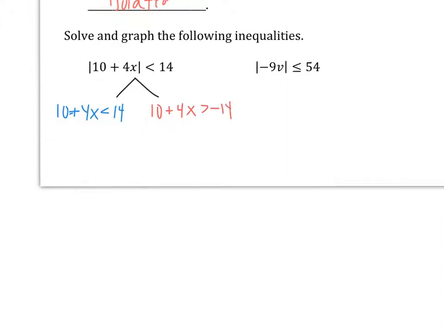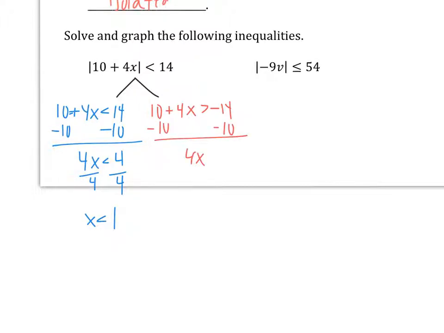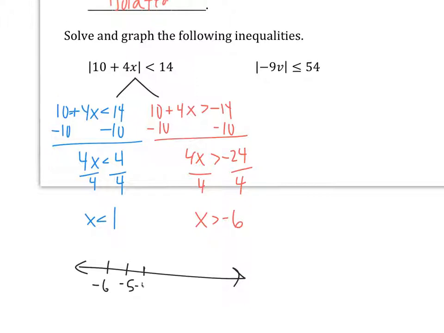Okay, so I'll go ahead and solve this first one, and I'm going to subtract 10. 4x is less than 4, divided by 4, x is less than 1. Now my second case, I'll subtract 10. Divide by 4. So now I have for my solution set, my solution that will be less than 1 but greater than negative 6. So as I graph that, maybe you can already tell this will be an and statement because I will have an overlap.